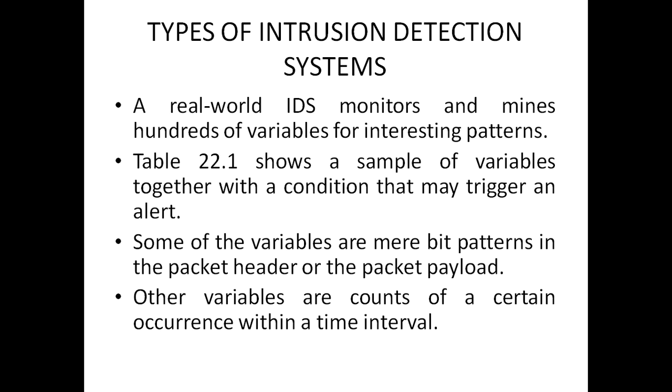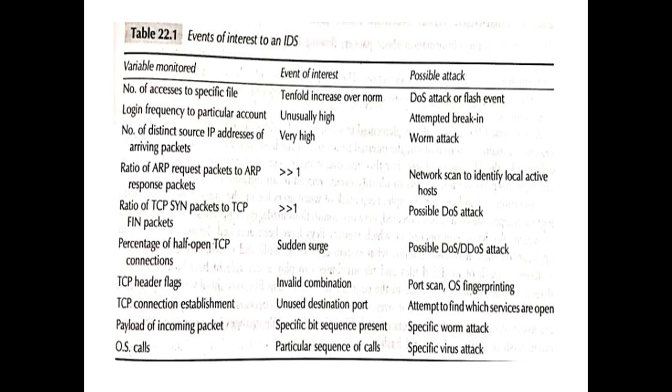Now, the types of intrusion detection system. A real world IDS monitors and mines hundreds of variables for interesting patterns. A few of the variables we have collected together in Table 22.1, together with a condition that may trigger an alert. Some of the variables are mere bit patterns in the packet header or the packet payload. Other variables are counts of certain occurrences within a time interval.